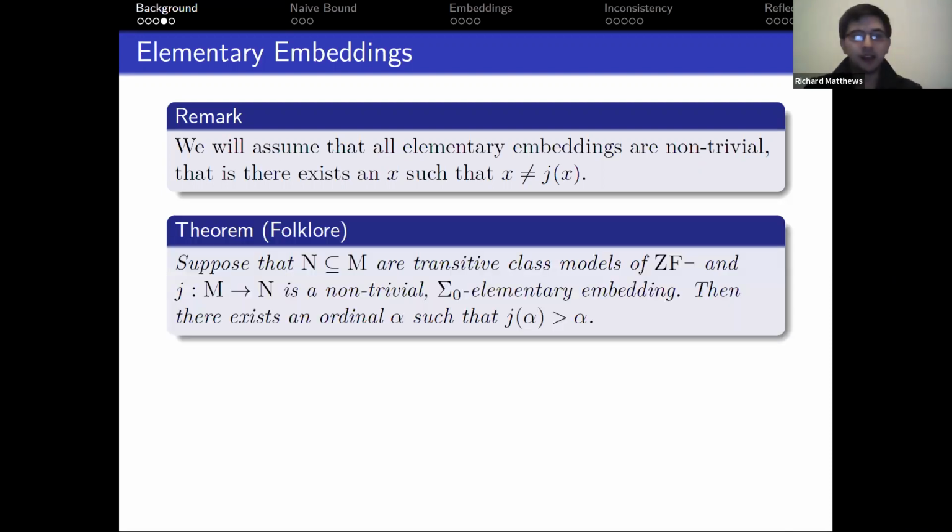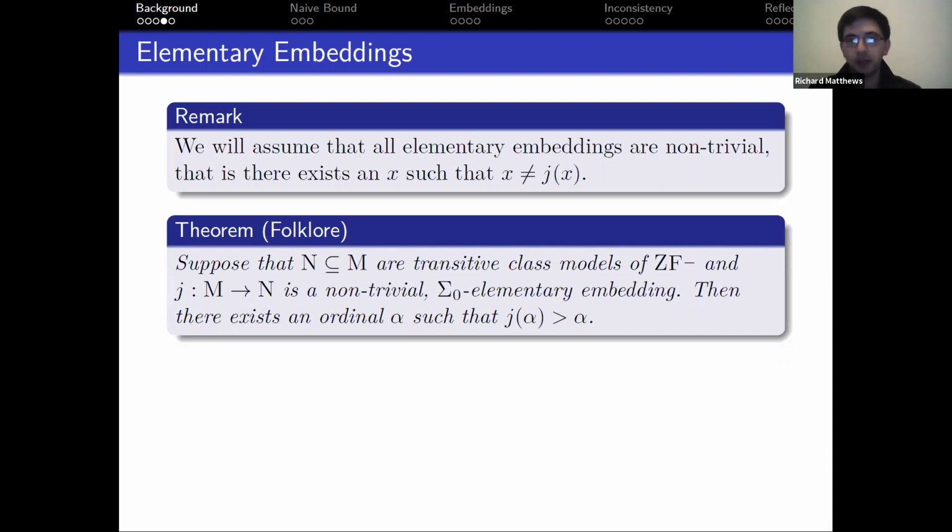And then there's a theorem which is one of the oldest theorems in terms of elementary embeddings: if N is a subset of M, transitive class models of ZF without power set, even if we only have replacement, and this even holds in much weaker theories like KP, and j is a non-trivial Sigma_0 elementary embedding, by which I mean just elementary for bounded formulae, from M to N, then we can find an ordinal alpha such that j(alpha) is strictly greater than alpha.